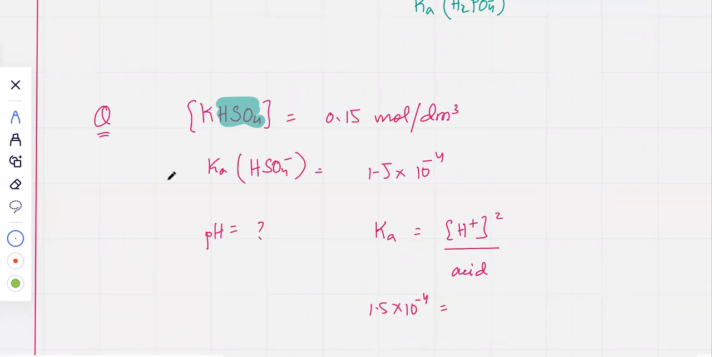This thing has the HSO4 minus 1 ion, and it's behaving as the acid in this case. So we're talking about this concentration, which is 0.15, and we can find H plus 1 squared. Then using the H plus 1 concentration, you can figure out the pH as well. So remember, this thing is acting as the acid. It is dissociating to produce H plus 1 ions and SO4 minus 2 ions, right? Is this clear to everyone?